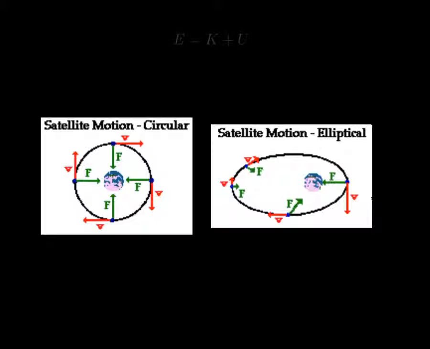In either case, the mechanical energy of the satellite is equal to its kinetic energy plus its potential energy. We know that the kinetic energy is 1/2 mv squared, and we've derived that the potential energy is minus GMm over r. In this equation, little m stands for the mass of the satellite, and big M stands for the mass of the body that's being orbited.